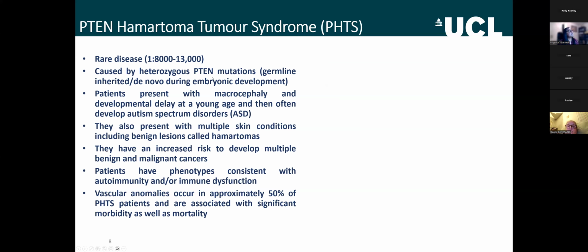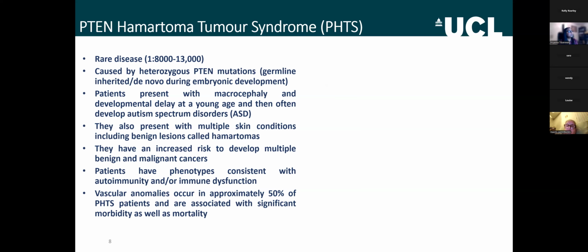These are caused by heterozygous PTEN mutations. So as I said, chromosomes are in pairs. Each chromosome pair contains identical genes. But when you have a heterozygous mutation, you only have a mutation in one copy of the gene, and you still have one healthy copy of the gene. So that's what is meant by a heterozygous mutation.